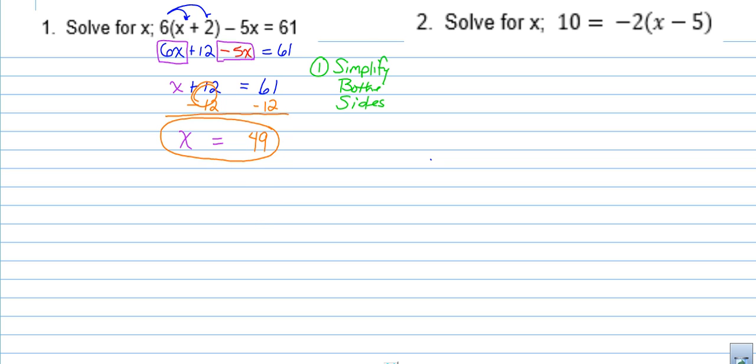Moving on to question number 2. The same rule applies. Okay, I know I didn't finish them out while I was saying it. Step 2 would be move variables to one side. And step 3 would be move constants, or numbers, to the other side.